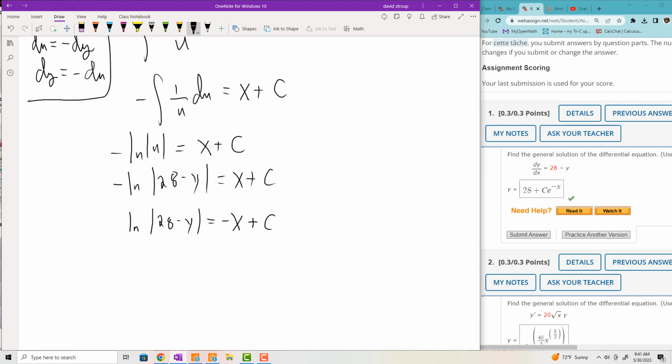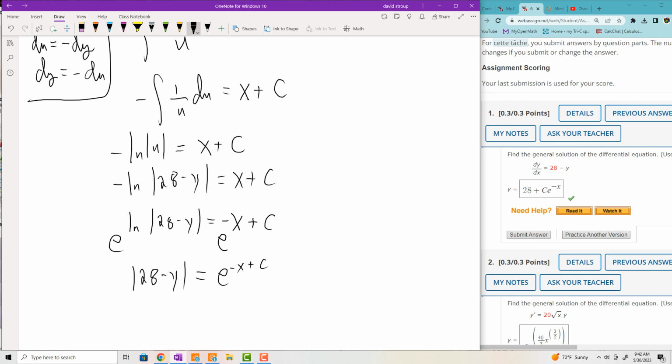Okay, the software isn't going to care. You put minus c, it won't make a difference. But you should really just think of it as absorbing anything you multiply by it, and it's just always going to stay at plus c. Okay, so now I'm going to exponentiate both sides in order to get that y out of the natural log. So on the left, I'll have the absolute value of 28 minus y. On the right, it'll be e to the negative x plus c.